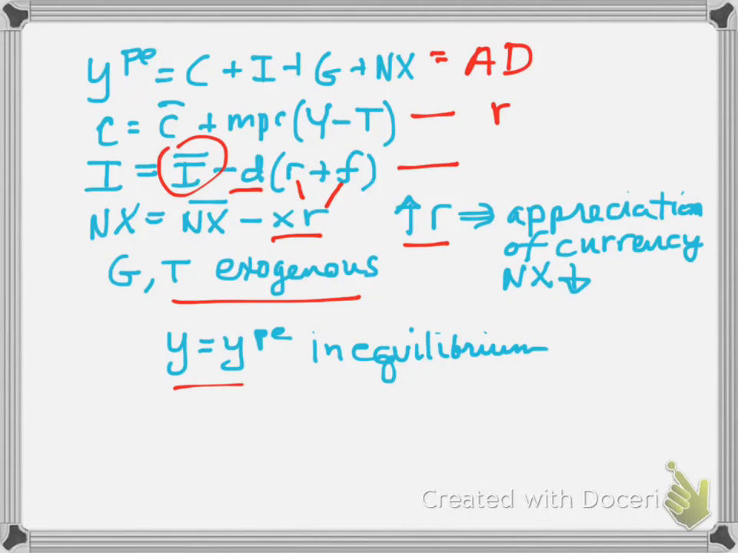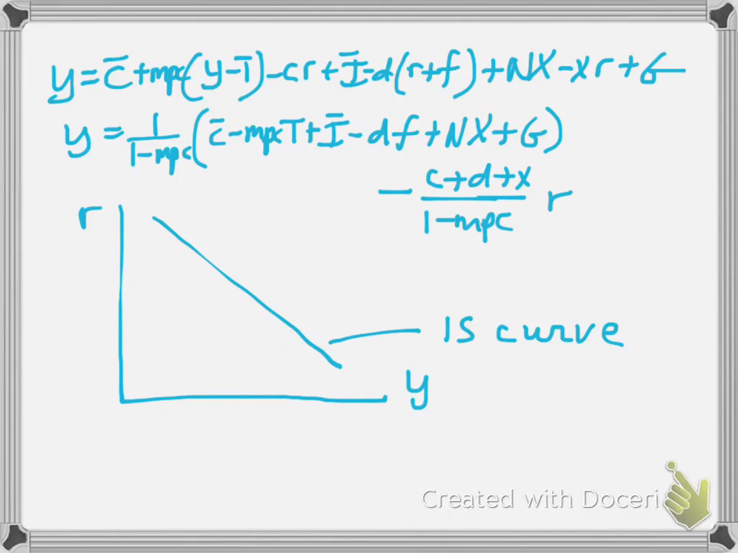So our equilibrium condition is that GDP, our actual output, equals planned expenditure. So GDP equals aggregate demand in equilibrium. We can now substitute all those equations in, and we get GDP equals planned expenditure, which is the sum of all of its components. Now we're substituting in for all those functional forms. We do the algebra and collect all the y terms.